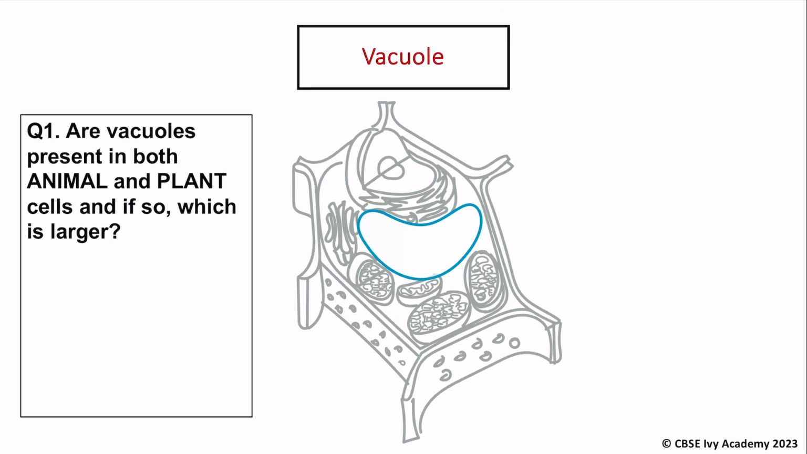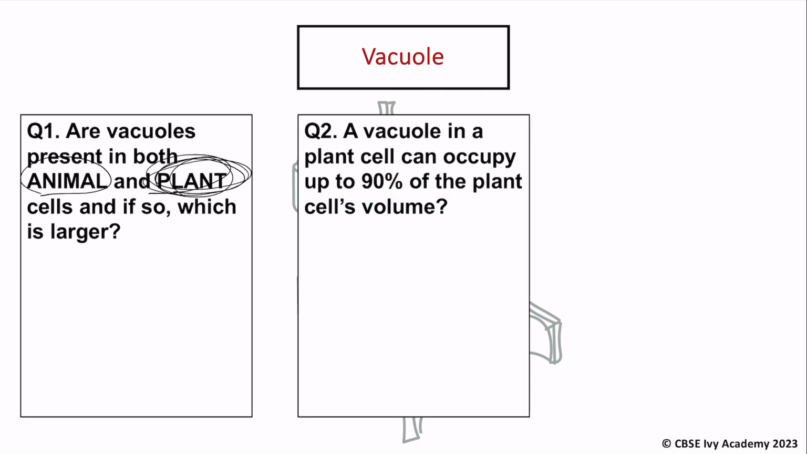One moment. Your first question is, are vacuoles present in both animal and plant cells? If so, in which is it larger? And the answer is yes. You can have vacuoles in both animal and plant cells, but they'll be larger generally in plant cells. A vacuole in a plant cell can occupy up to 90% of the plant cell's volume. Is that true or false? Answer is true.